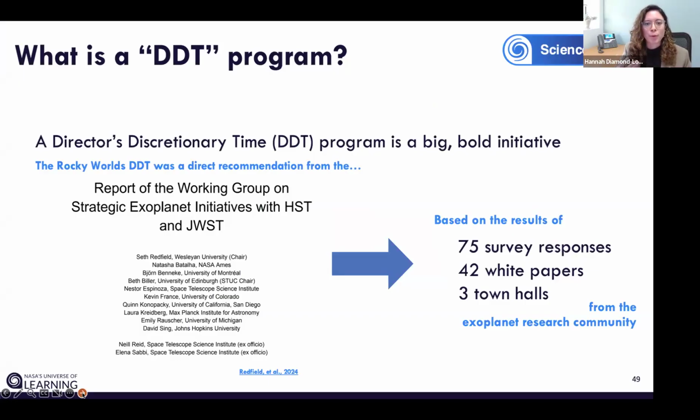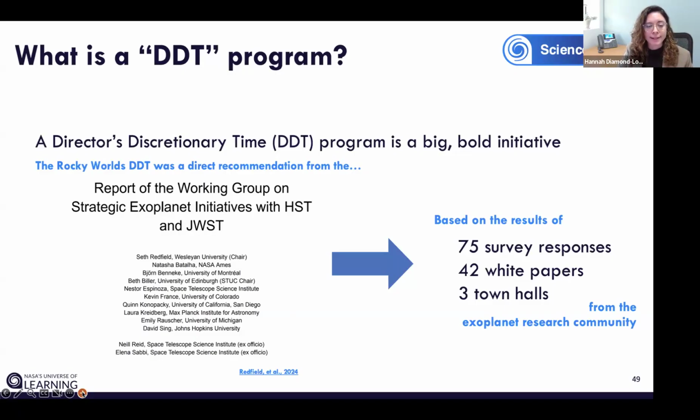Typically, us astronomers will propose to use the James Webb Space Telescope or the Hubble Space Telescope, or really any telescope. You submit a proposal and a panel decides if this is good science to do. But sometimes you just want to make a big push in a chosen scientific direction. In the case of JWST, the director here at Space Telescope gets a pot of discretionary time that she can allot to a specific program. This is where the DDT, the Director's Discretionary Time acronym, comes from. The idea is that these are big, bold initiatives that happen every few years.